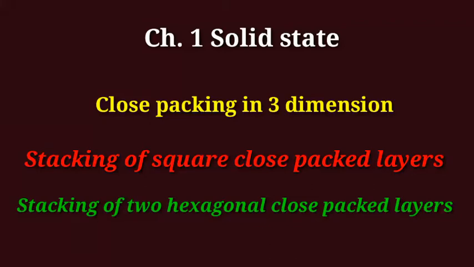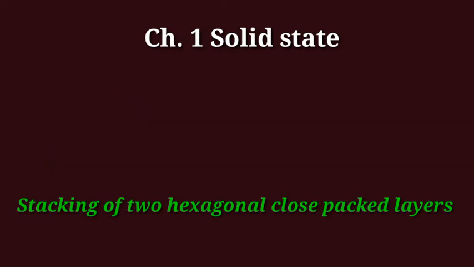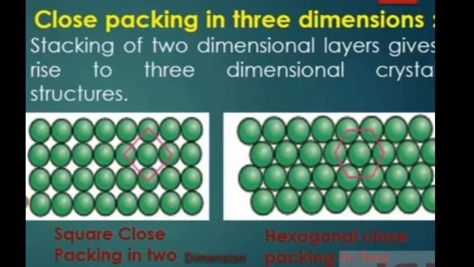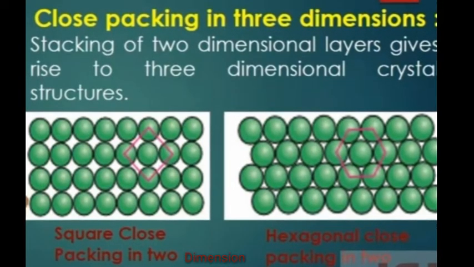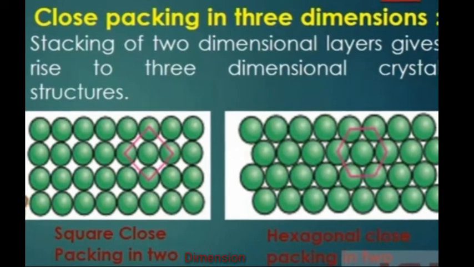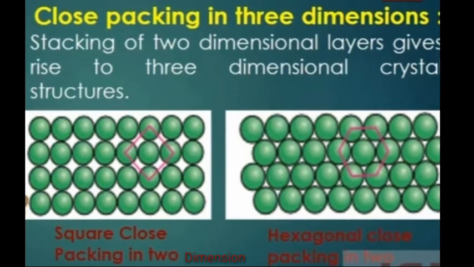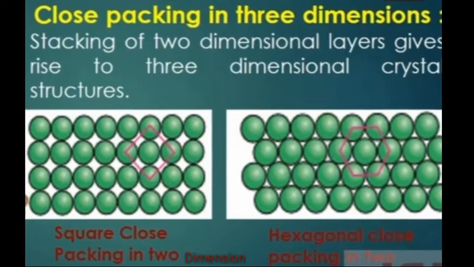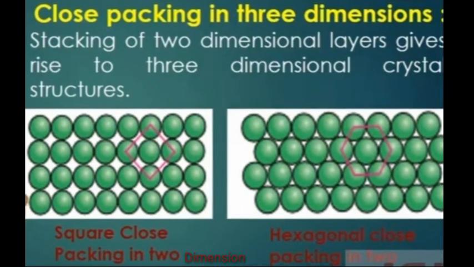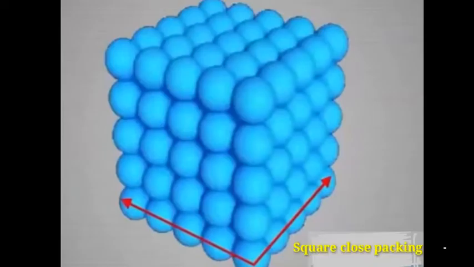Hello student, today we are going to study about close packing in 3 dimensions. We know that there are two types of two-dimensional structures, that are square close packing and hexagonal close packing. First, we study about 3-dimension close packing by using 2-dimensional square close packing.